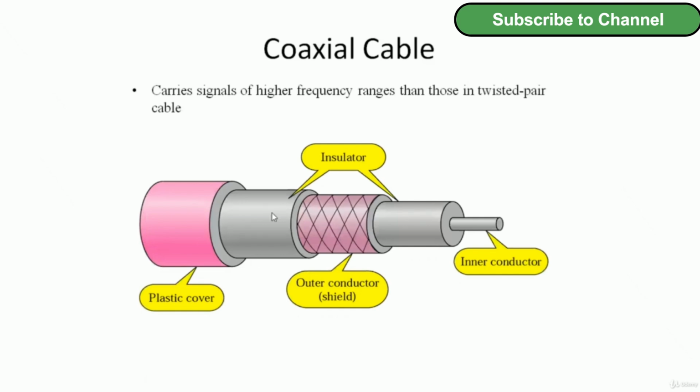You can see this figure for the coaxial cable. Inside that, this is the inner conductor, the main conductor is there. Then the outer conductor is there. In between that, there is the insulator. On this side, the insulator is there. On this side, the insulator is there. And above that, the plastic cover is there. So this is the coaxial cable.